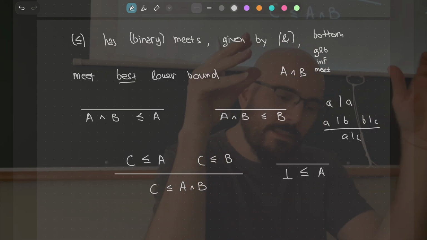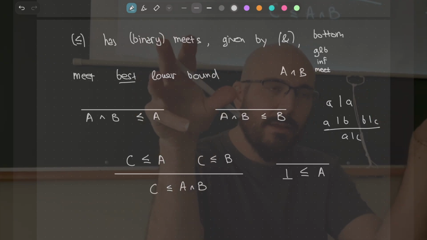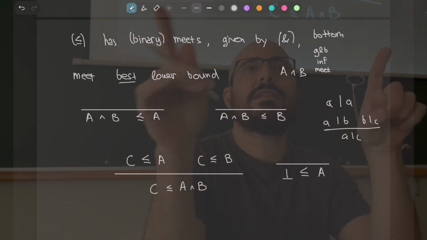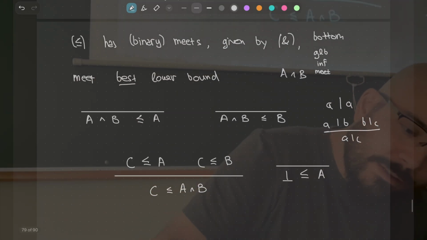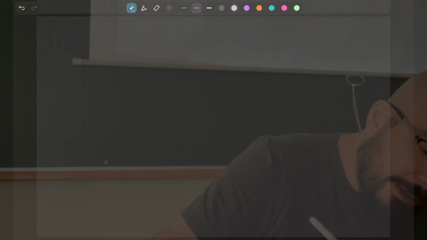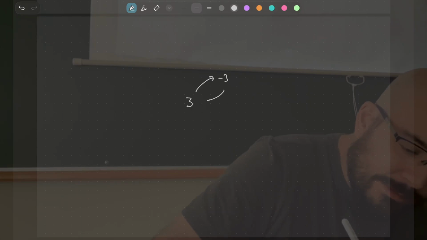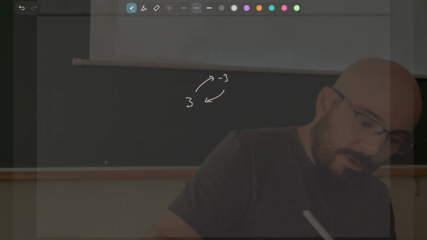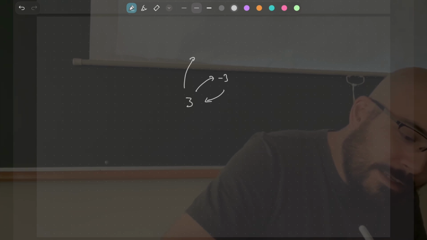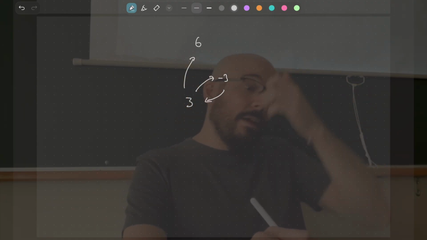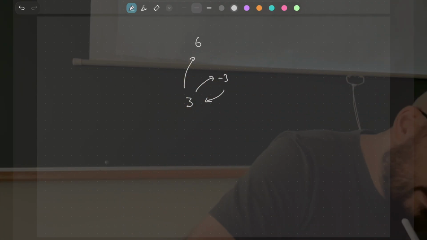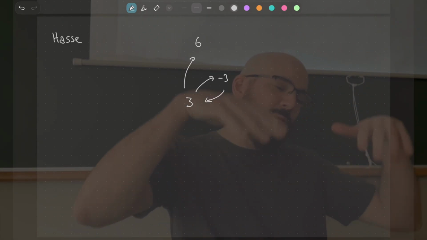But if you look at the integers from the point of view of divisibility, you cannot see the difference between 3 and -3. It's about time I start drawing things. When we start the orders, we draw things. Also 3 goes to 6 because 3 divides 6, but 6 does not go back to 3. These are called Hasse diagrams, and we tend to draw them growing upwards.